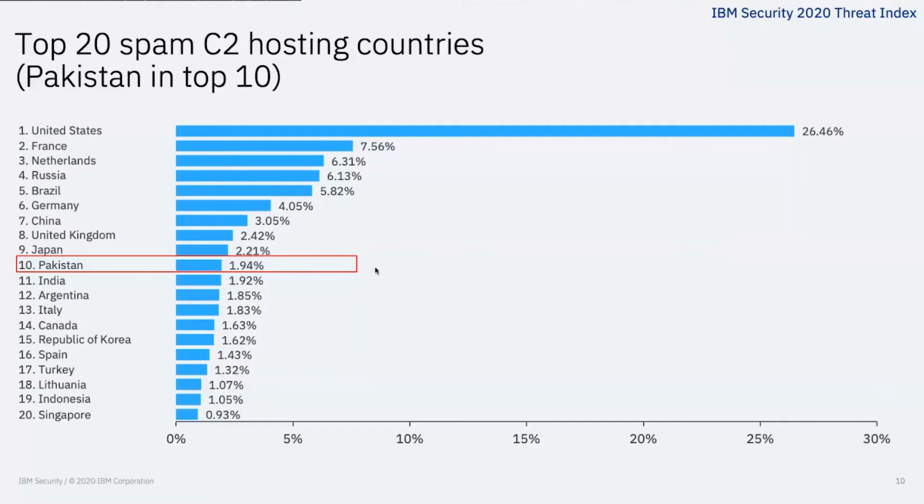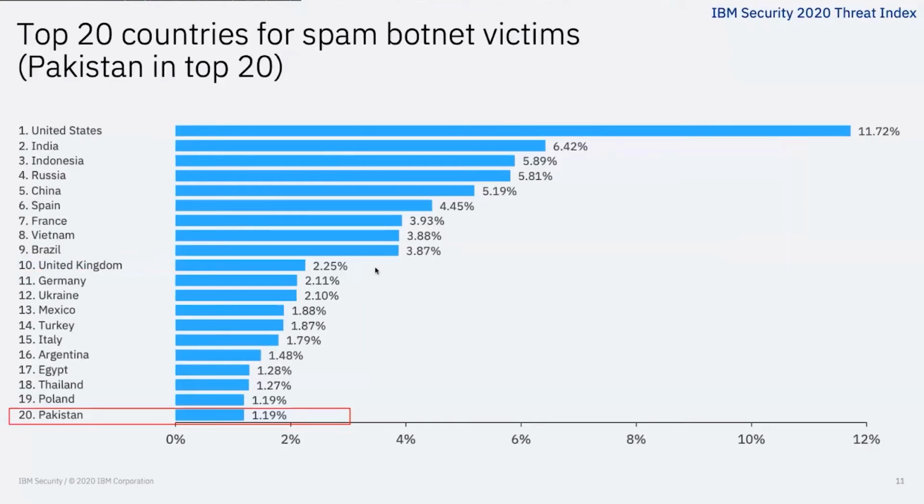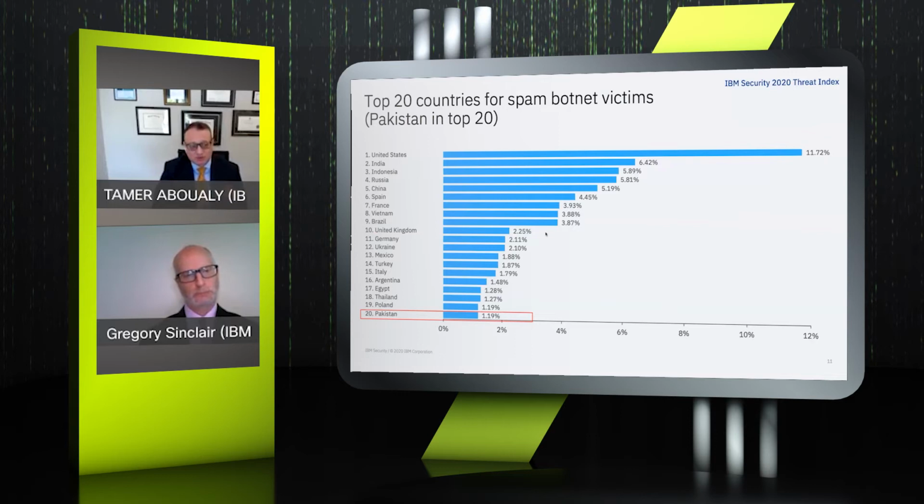What's interesting to note, when we looked at victims instead of commanders, the actual victims, Pakistan was not in the top 10, but in the top 20. As far as victims, the top 3 that we recorded globally were the United States, India, and Indonesia. Pakistan reached number 20 as far as victims of spam bots.